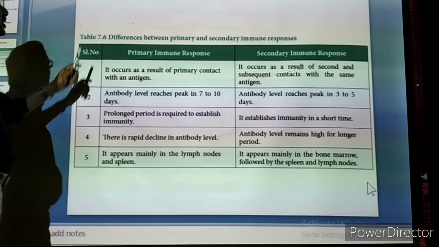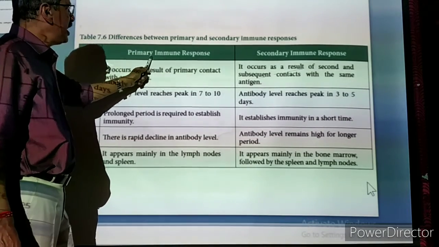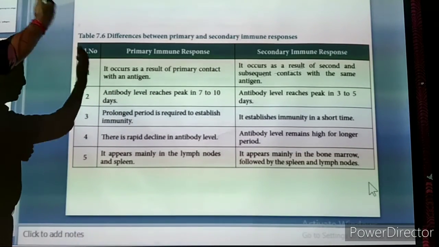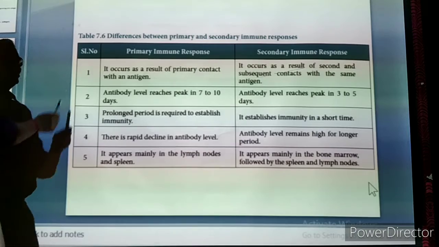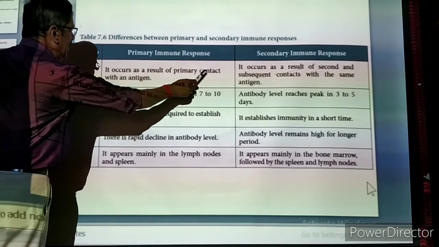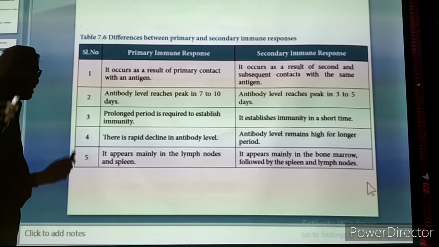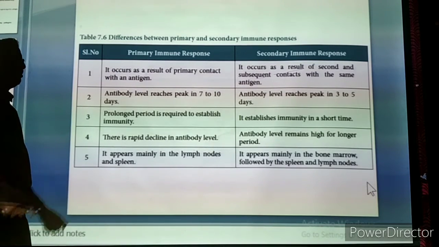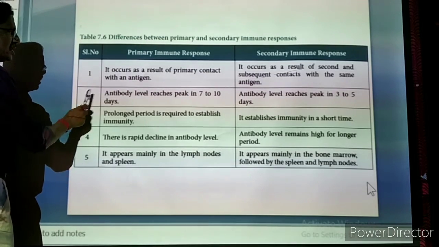Now we are coming to the differences between primary immune response and secondary immune response. What we have studied previously, we have to consolidate. First I will take the primary immune response. It occurs as a result of primary contact with the antigen. The first time the antigen or microorganism contacts our body, at that time this will be developed.